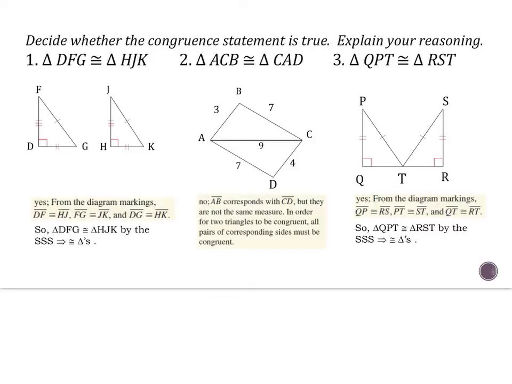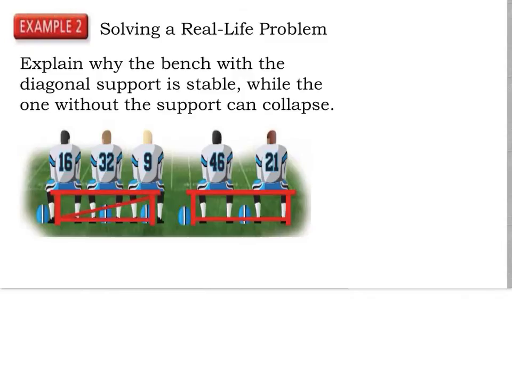Okay, take a moment to read the 2 explanations for 2 and 3 compared to your answers and see how you did. All right, example 2 is solving a real-life problem. Let's take a look at this image where we've got 2 benches. Explain why the bench with the diagonal support is stable.